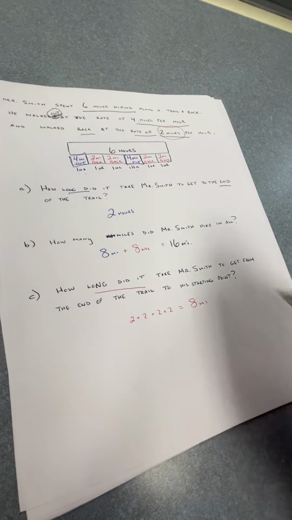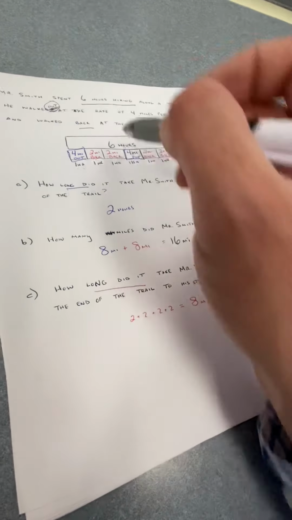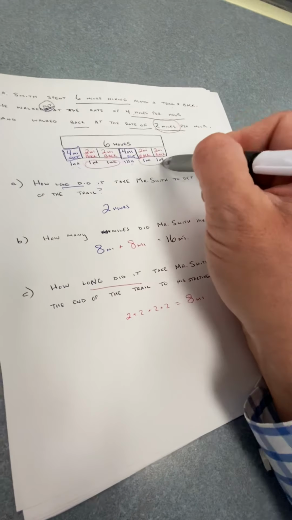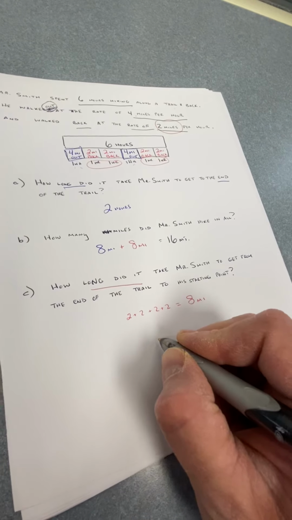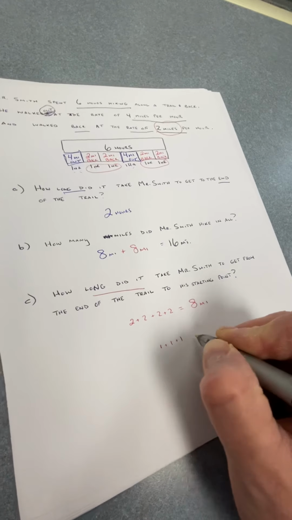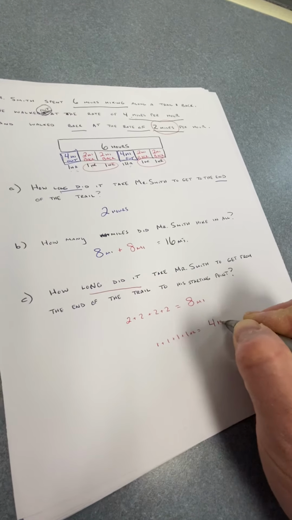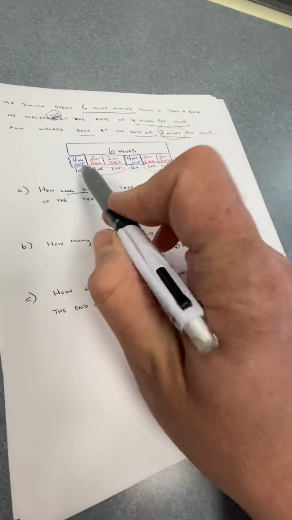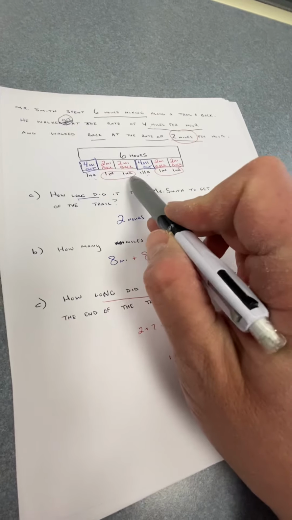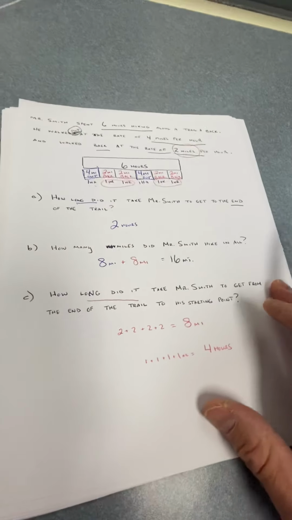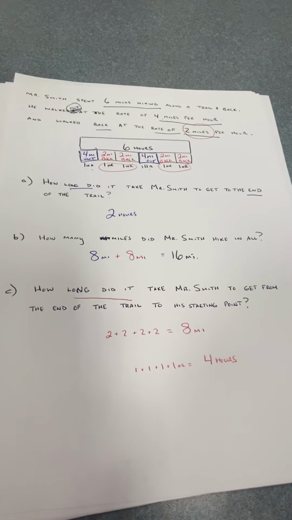It took 8 miles, but I guess if they're saying how long did it take, how much time, that would be 4 hours. 1 plus 1 plus 1 plus 1 hour equals 4 hours. So it took him 2 hours to get out, but it took him 4 hours to get back. And that's his whole hiking trip.